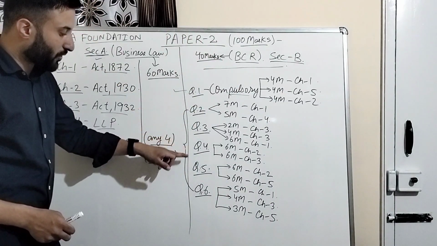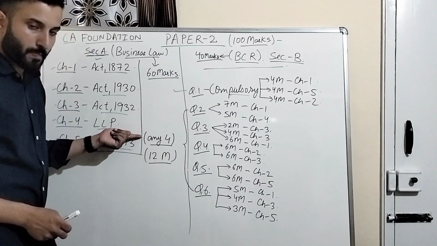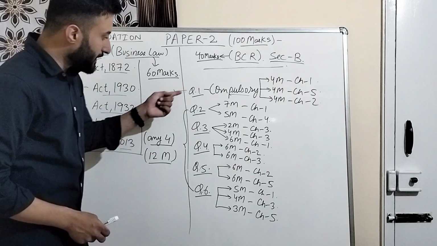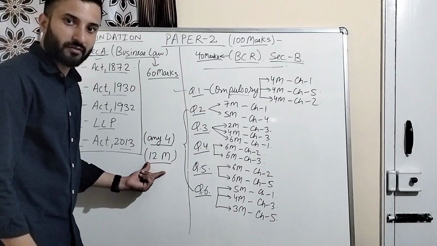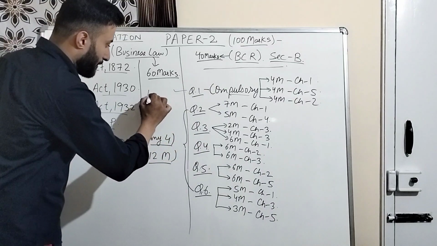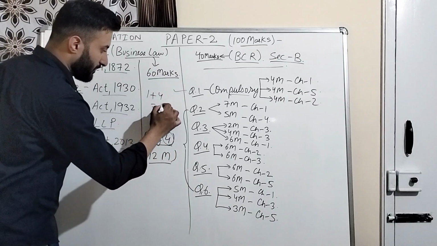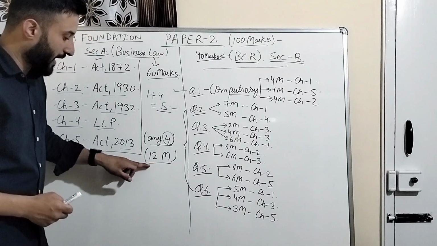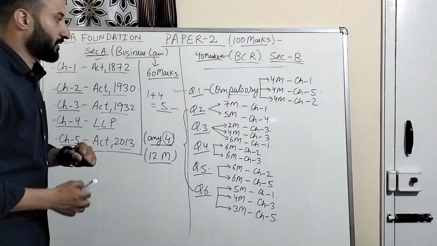Out of question numbers 2, 3, 4, 5, 6, you have to attempt any 4 questions, and each question consists of 12 marks. So how many questions are you going to do? The one question that is compulsory, plus any 4 out of these 5 questions. So 1 plus 4, the total is 5 out of 6 questions. Each question carries 12 marks, so 12 times 5, the total is 60 marks.